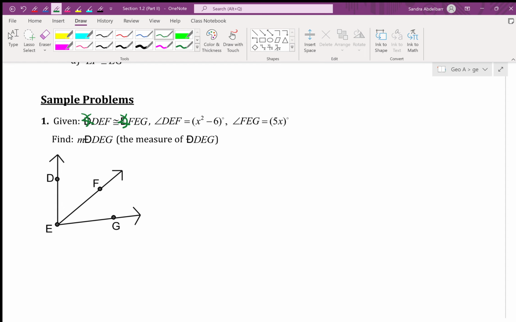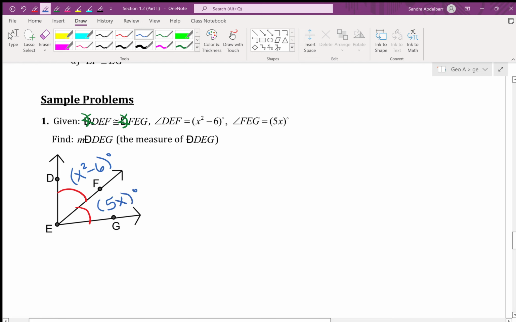Even though you did everything perfect, I still want to see that you're putting these expressions into the diagram also. So x squared minus 6 here and 5x there. All right, I'm seeing some really good things. Let's go through this. Here we have angle DEF, that's this angle up here, is congruent to angle FEG, which is this angle over here. I also want you to label the expressions in the diagram. So when it says angle DEF is x squared minus 6, I want that in the diagram. X squared minus 6. And FEG is 5x, I want that in your diagram.